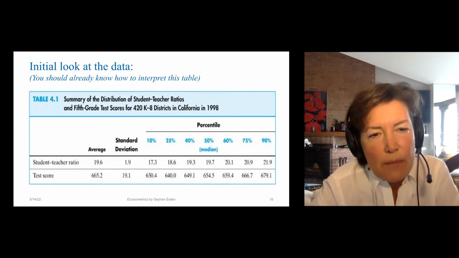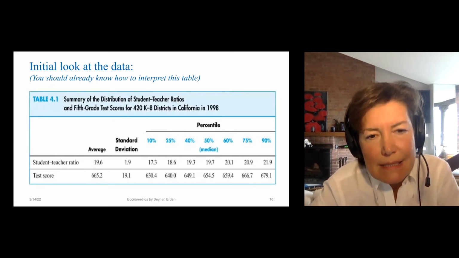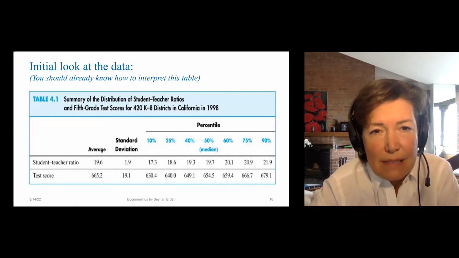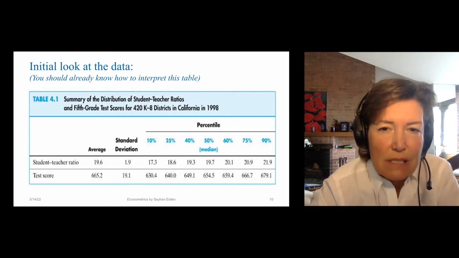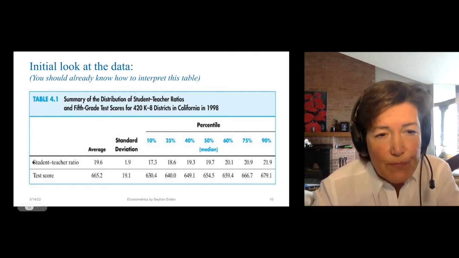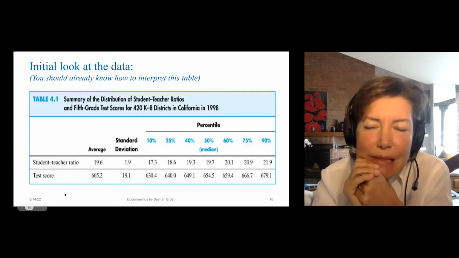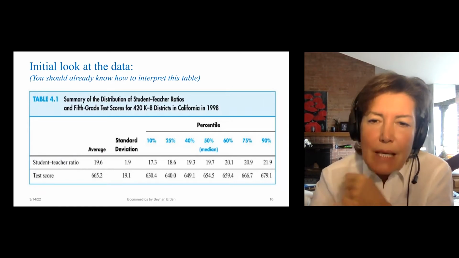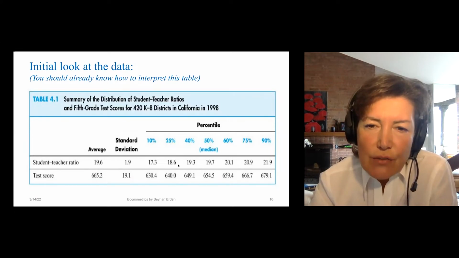So let's look at this table. A prerequisite for this course is statistics. In statistics, you learn things like this. You learn what's the average, what's the standard deviation, what are the percentiles. And we have two variables, student-teacher ratio and test score. If you look at this, one may think that there is a relationship between these two, and may think that as student-teacher ratio increases, going from left to right, test score increases as well.